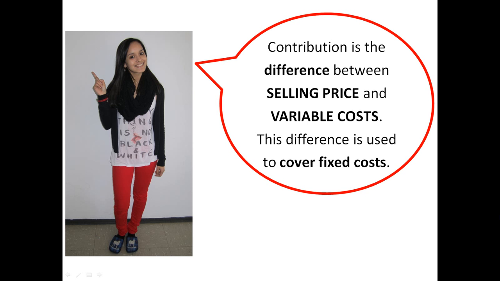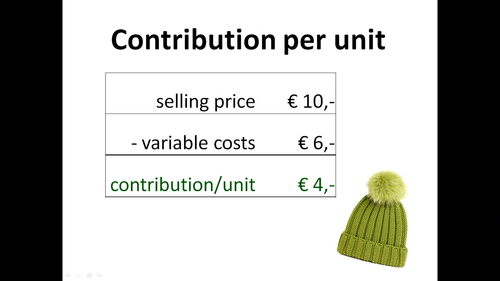Now we have some example calculations. We will begin with the calculation for the contribution per unit. Our product is a woolen cap, and the selling price of this woolen cap is 10 euros. The variable costs are 6 euros. 10 minus 6 is 4. Our contribution per unit is 4 euros.